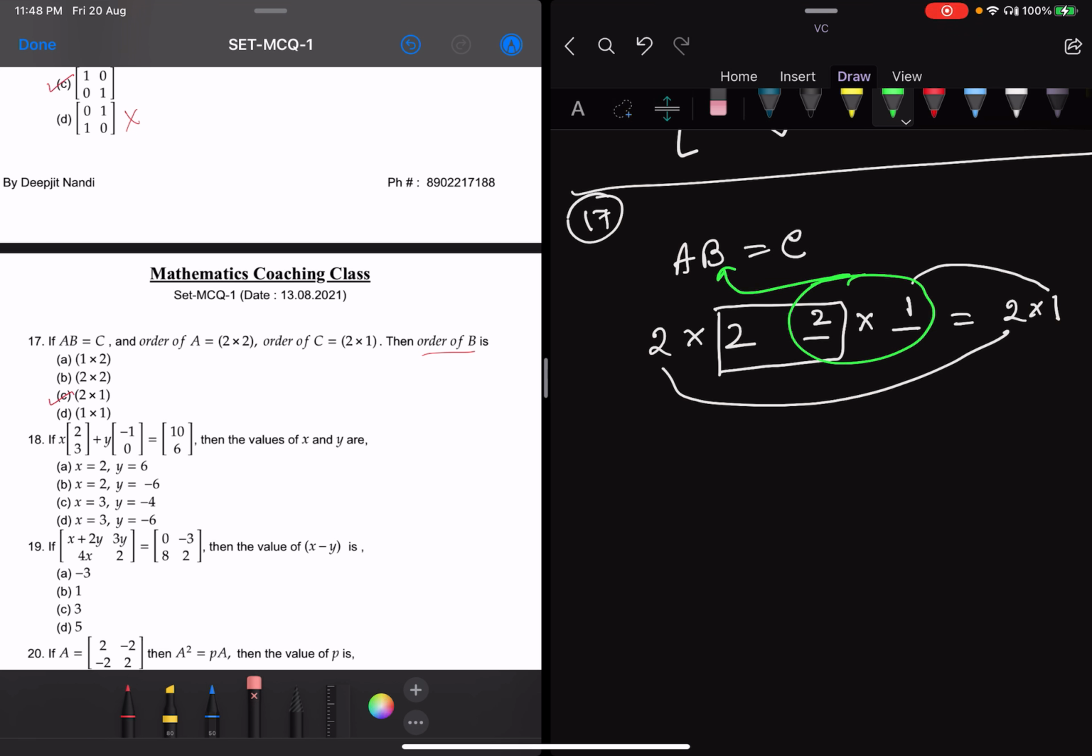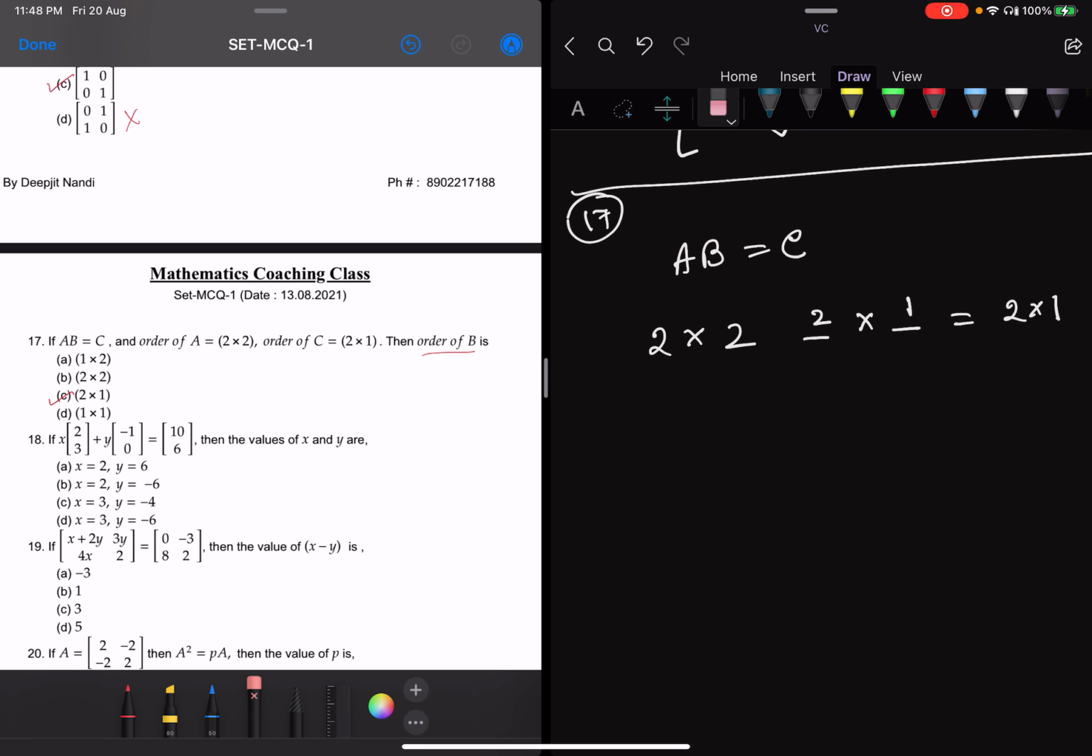You should remember this thing. The order of B would be written like that, order of A will be written like that, and order of C will be written like that. And what will happen? Again, I am saying these two in-between parts will be same, from the column number of A and row number of B, and row number of A will be similar to the row number of C, and column number of B will be similar to column number of C. So that's why we can get the value 2 cross 1.